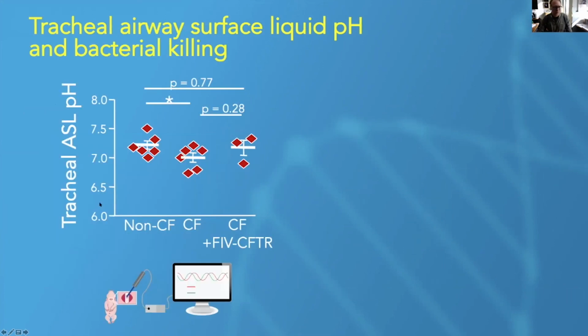Results weren't as impressive with the tracheal ASL pH measurements in this case. The non-CF were about 7.2, the CF were about 7, and in pigs that received the vector, there was a trend that brought it back up on average to 7.2, the same as the non-CF. But because of the variability, the p-value was only 0.28. So it suggests a trend for improved ASL pH that did not reach significance.